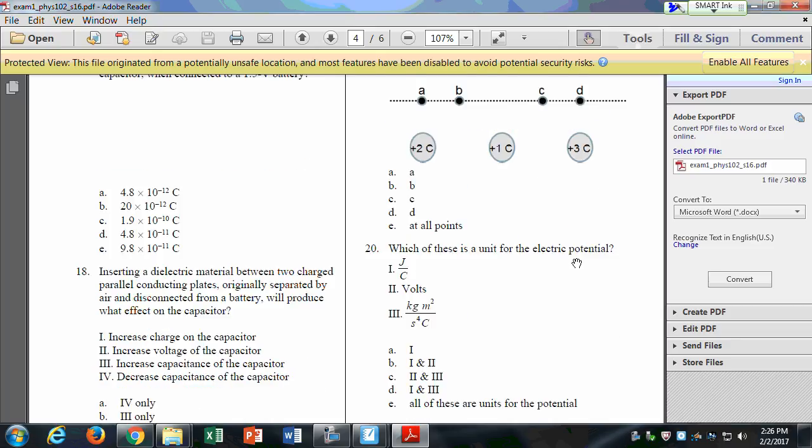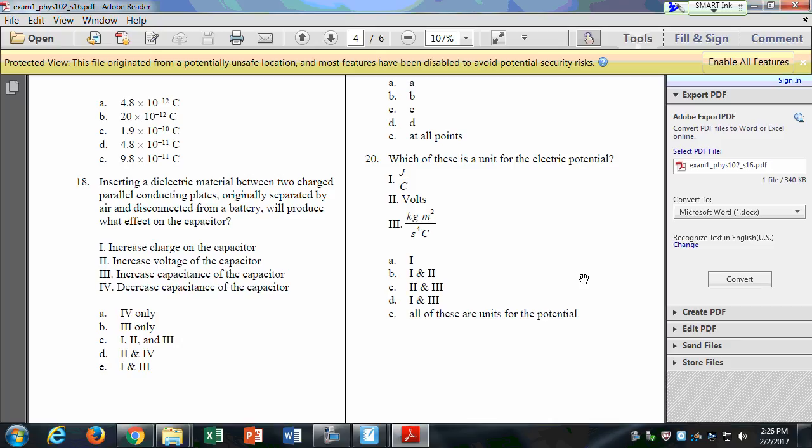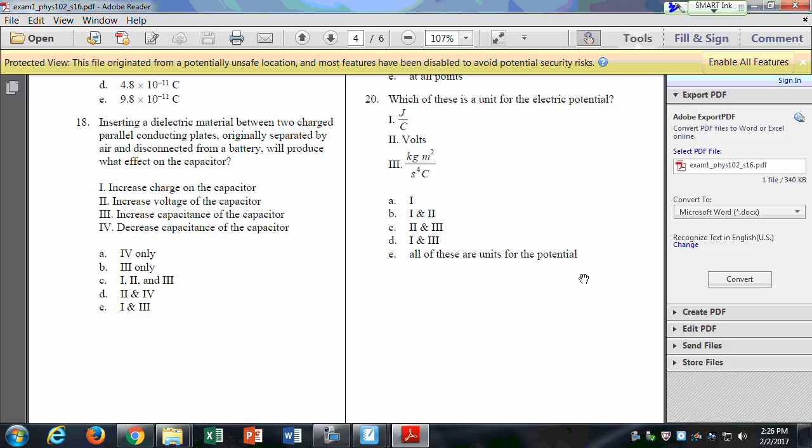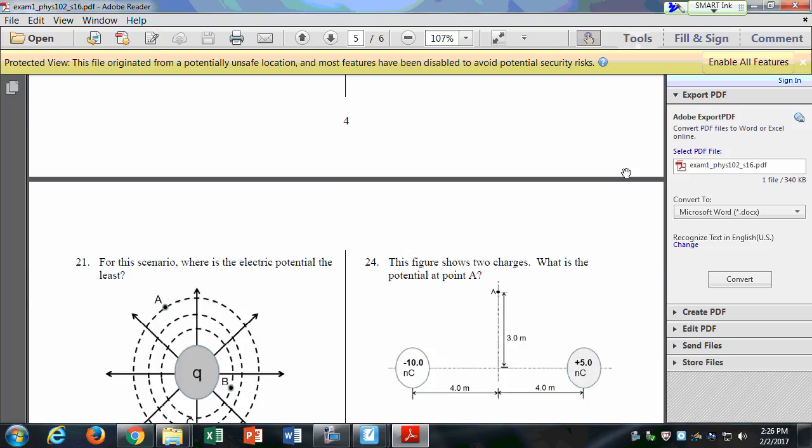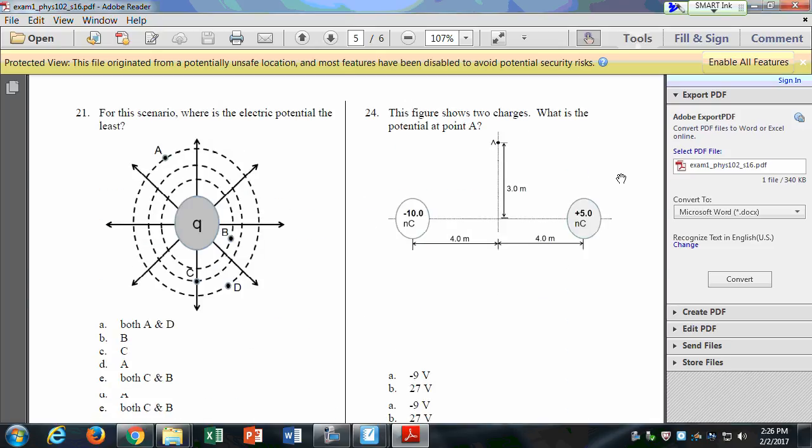Of course, you need to know how to find your units. I think that y'all are probably pretty good on that. You need to know about equal potential lines. Yes, I have a question. Okay.